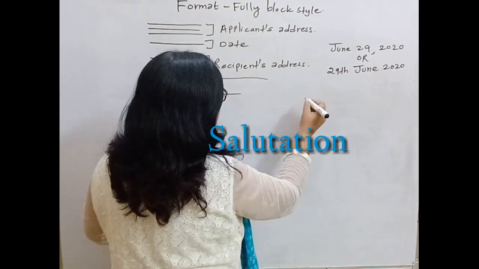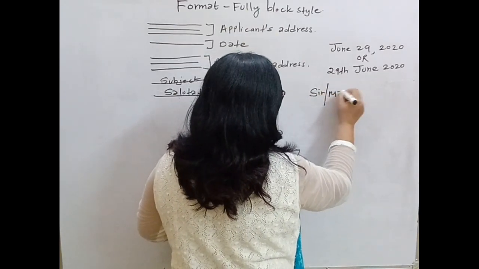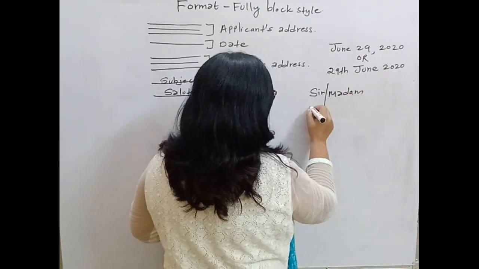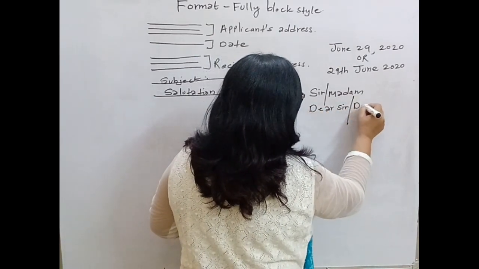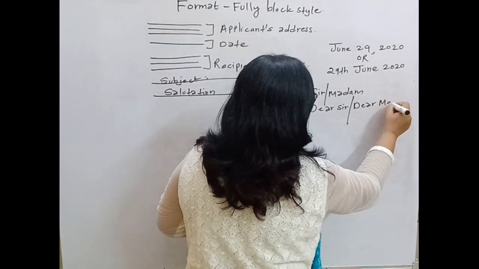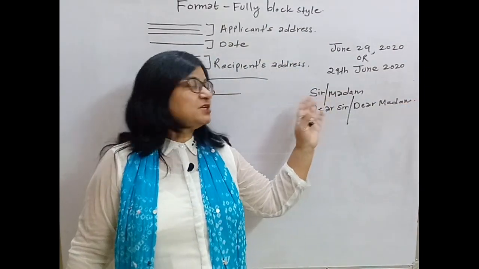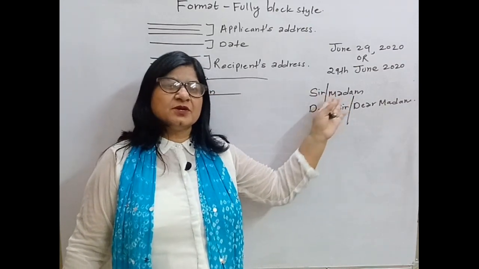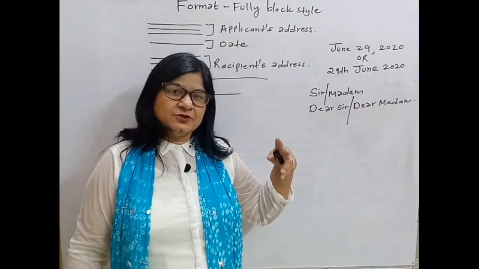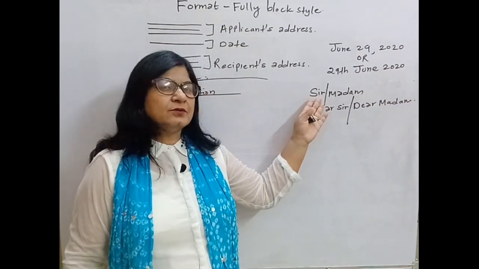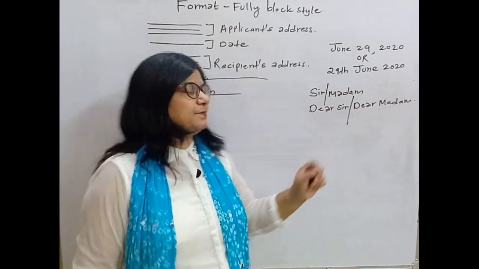You can write the salutation as Sir or Madam, Dear Sir or Dear Madam. Students, you have to choose only one. Please do not write both, Sir oblique Madam or Dear Sir oblique Dear Madam. Only one you have to write, either Sir or Madam or Dear Sir or Dear Madam.